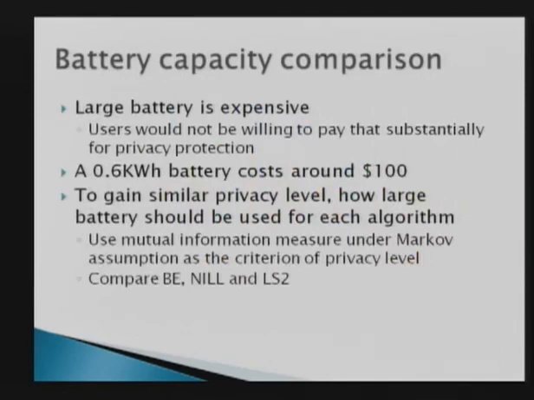Okay. So lastly, we do some interesting experiments. The thing is, we know that batteries are expensive. So we also know that people mostly are not willing to pay that much money just for privacy issues. We have one example here. A 0.5 kilowatt hour battery will cost $100, and a larger battery, of course, will cost more. So we want to compare, to gain a similar privacy level, how large a battery we should use for each algorithm.